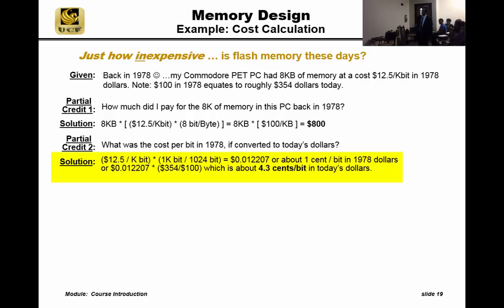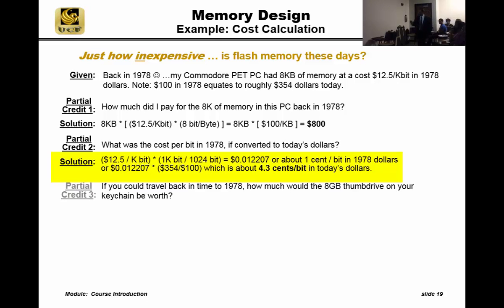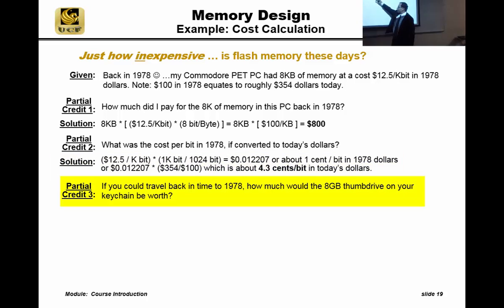So you're going to say, well, is that cheap memory or is that expensive memory? Now think, it's hugely expensive, you're right. Suppose you wanted to buy an 8 gigabyte flash drive, which is not that huge, right? And you're paying 4 cents per bit. You're going to be pretty poor by the time you get through the checkout at Best Buy. So I asked the question the reverse way here. If you could travel back in time, back to the future thing, 1978, how much would your 8 gigabyte thumb drive on your keychain be worth? I have one because I bring my things to the lecture.